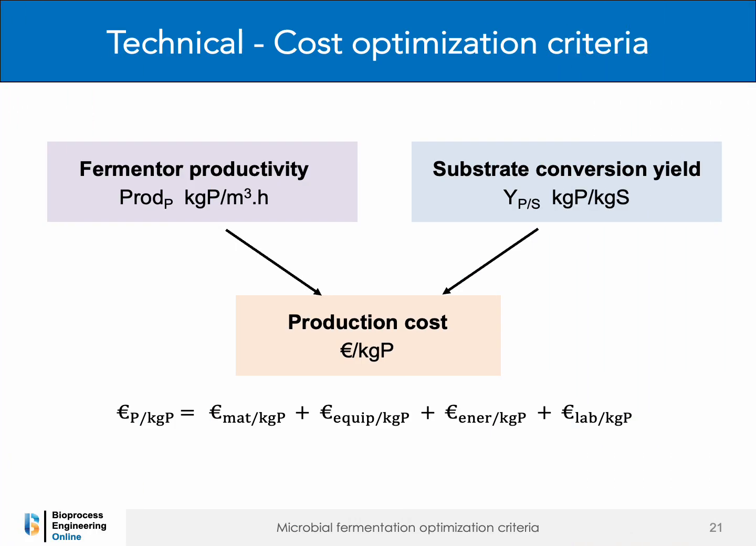The two technical criteria, fermenter productivity and substrate-to-product conversion yield, directly determine the production cost of fermentation per kilogram of product. The unit production cost can be expressed as a function of these two criteria, since they govern how efficiently the fermenter volume and raw materials are utilized. In this section, we analyze how each technical criterion influences the four major components of fermentation cost: materials, equipment, energy, and labor.